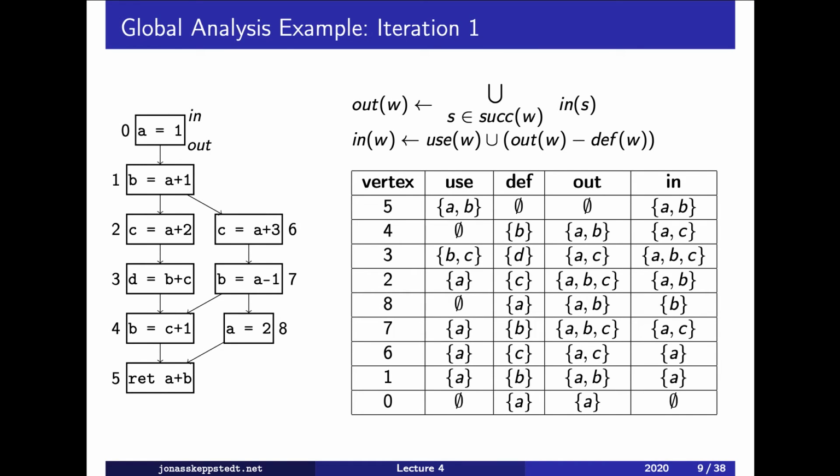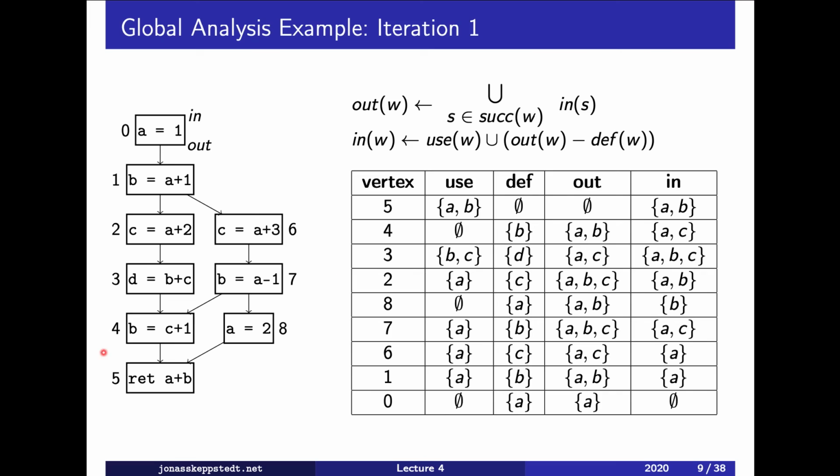So, an example. First of all, we have this, and then we have computed the use and def from the local analysis. And then we have the outset. This is the first iteration. The outset of vertex 5 is empty, obviously, since it has no successor. And then the inset is computed like this, A and B, and they obviously come from the use. Okay, so the inset of 5 is this.